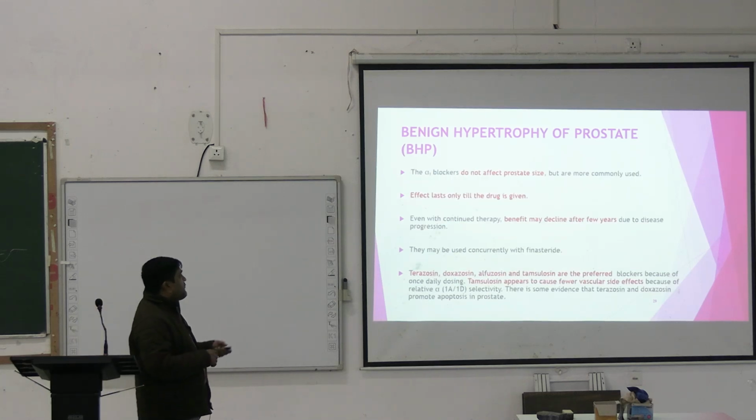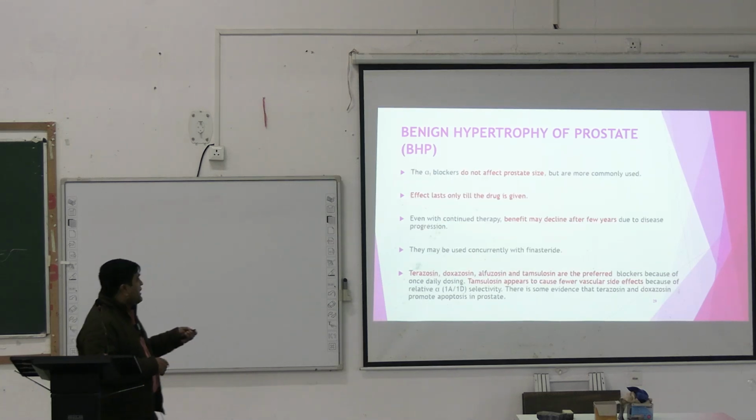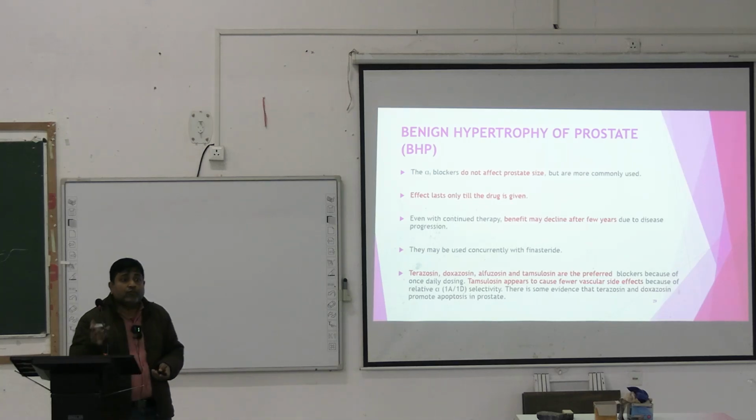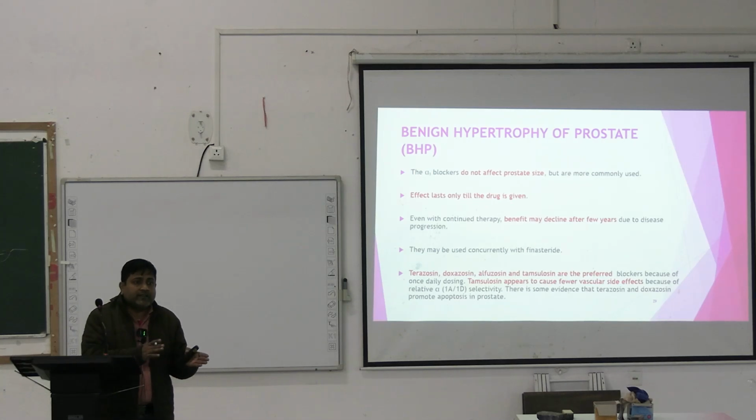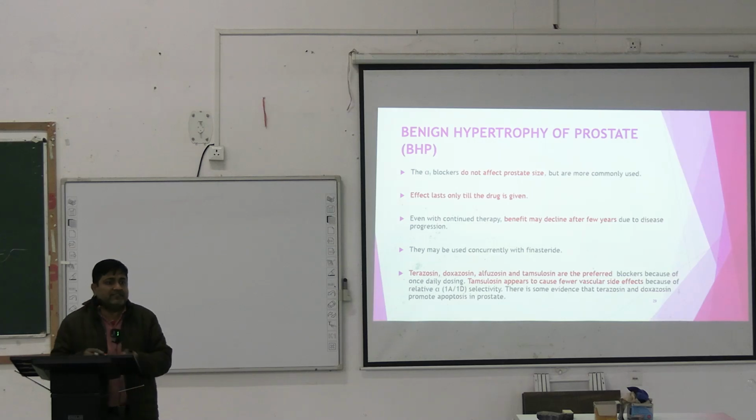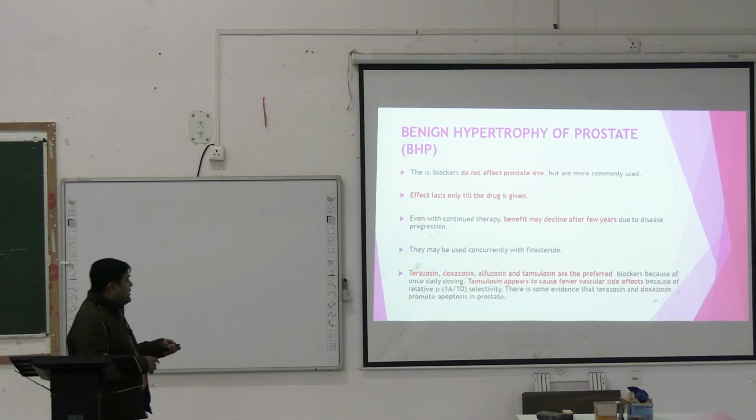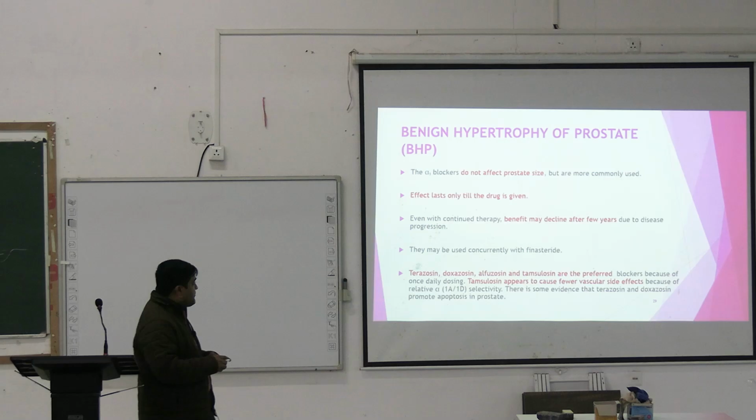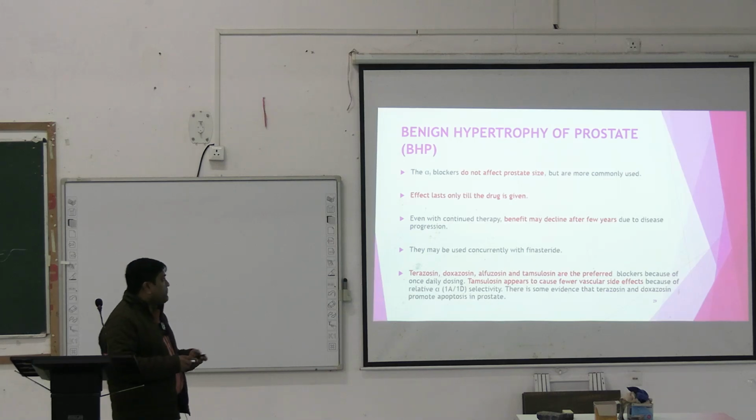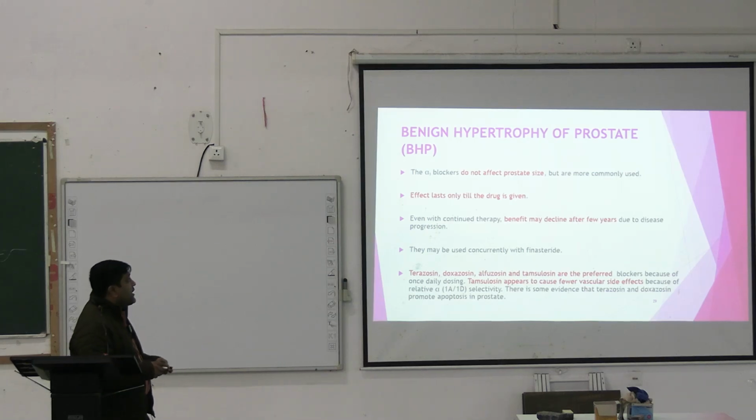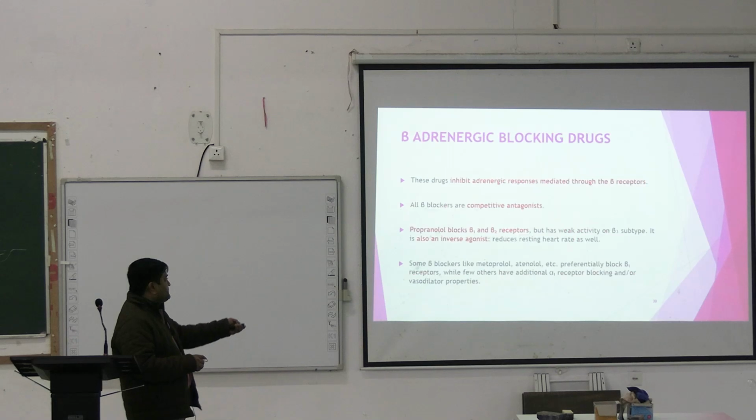Alpha-1 blockers do not affect the prostatic size, and the effect lasts only till the drug is given. Benefit may decline after a few years because the prostatic size gradually increases. They may be used concurrently with finasteride. Terazosin, doxazosin, alfuzosin and tamsulosin are the preferred blockers. Tamsulosin appears to cause fewer vascular side effects.